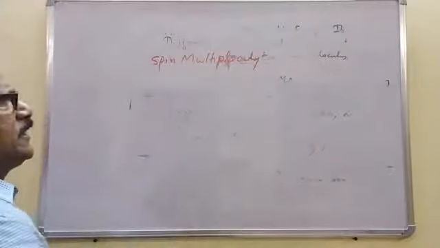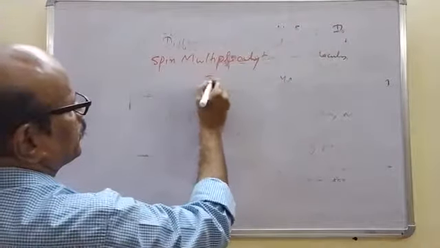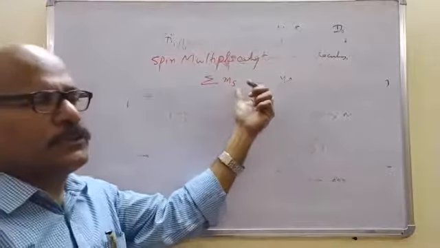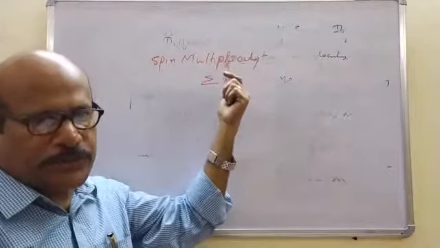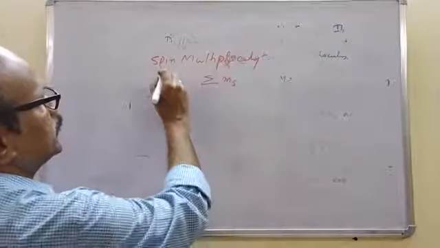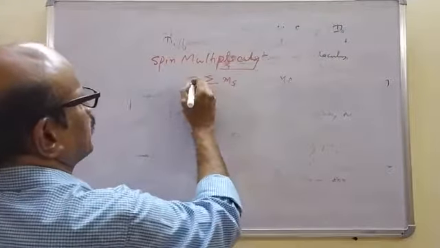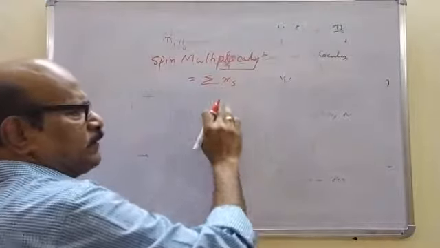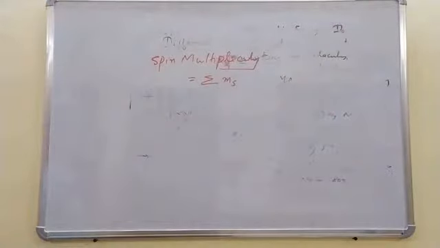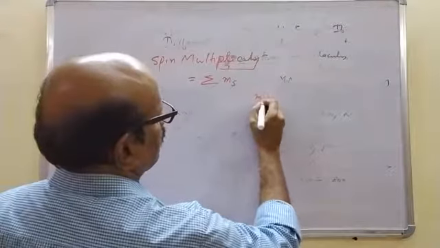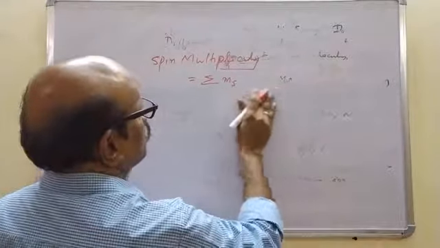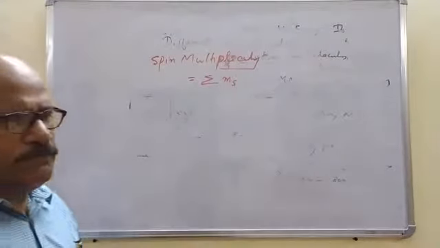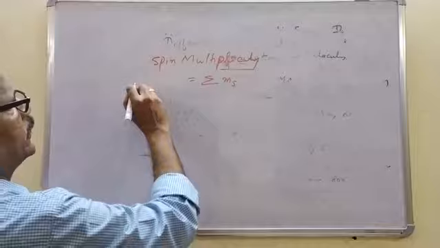Spin multiplicity means it is the summation of the ms. The spin of the individual electrons in the molecular system is added so as to get the total spin. So, spin multiplicity is the total, or the summation, of the electronic spin present in the molecular system, that is ms1 plus ms2 and so on.